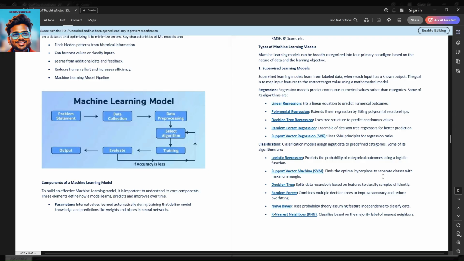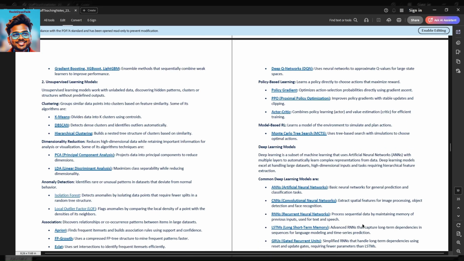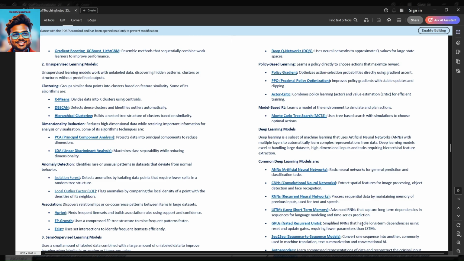Naive Bayes uses probability theory, assuming feature independence, to classify data. K-nearest neighbor, KNN, classifies based on the majority label of the nearest neighbors. And gradient boosting, or XGBoost, like GBM, are ensemble methods that sequentially combine weak learners to improve performance.